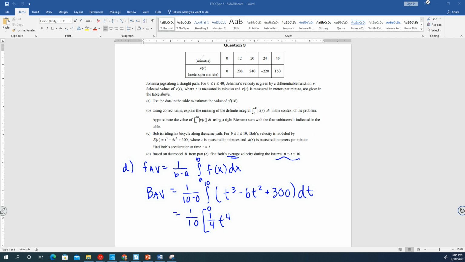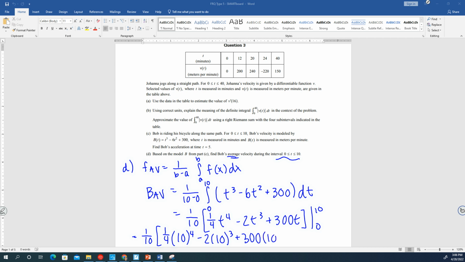1/4 t to the 4th minus 2t cubed plus 300t. Okay. Now, here is where we have to show the fundamental theorem of calculus. So we have to show this, plugging in our upper bound. Plugging in our lower bound.